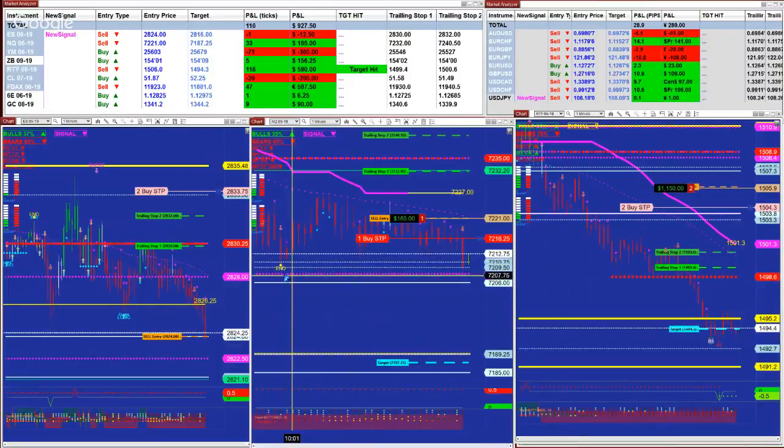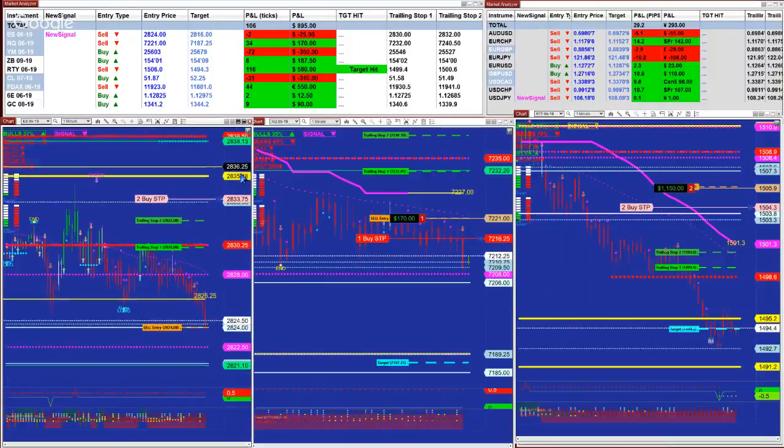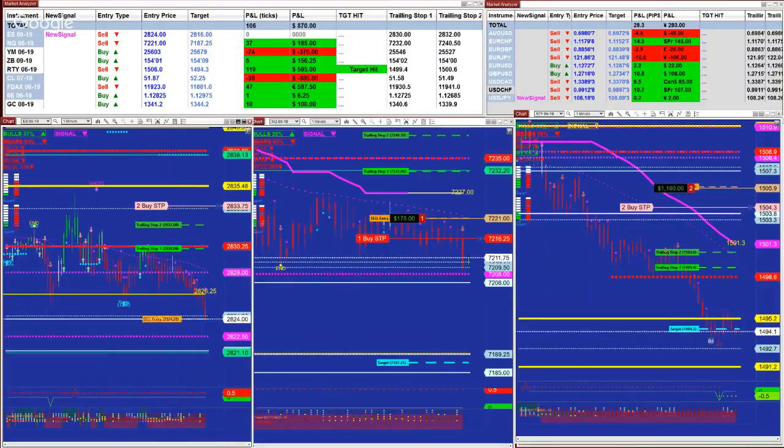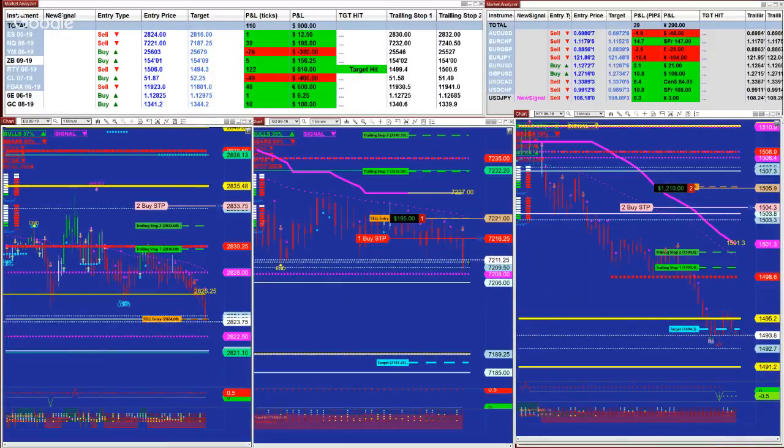Look at this. Okay, we have a new signal, ES 2824. Before you click on your chart, I would like you to put it at 2823.75 limit order sell. 2823.75 sell. Right there.